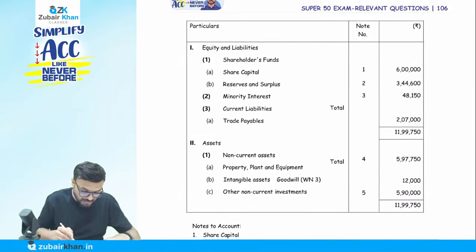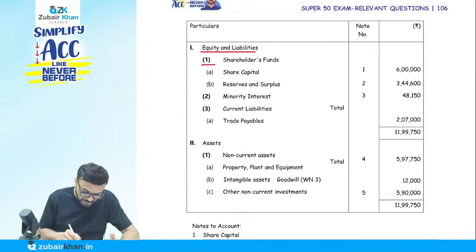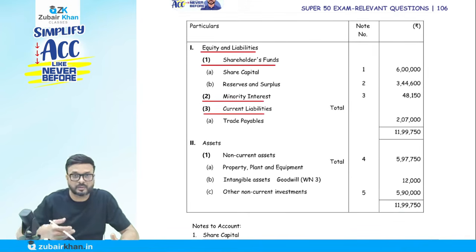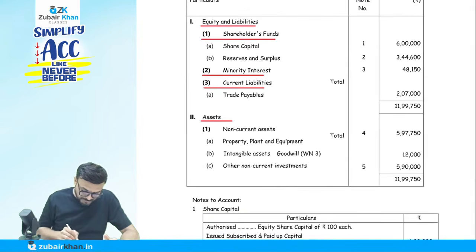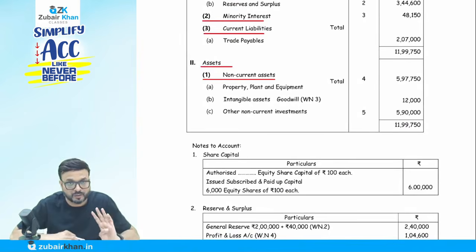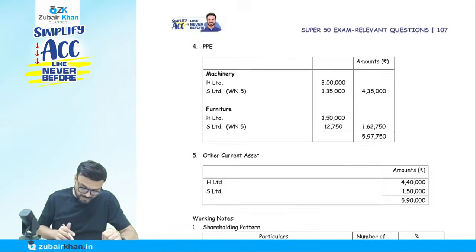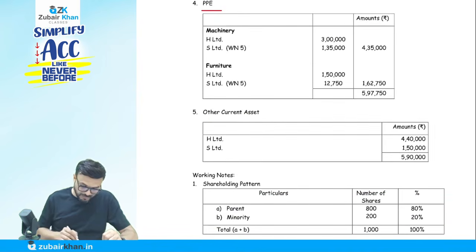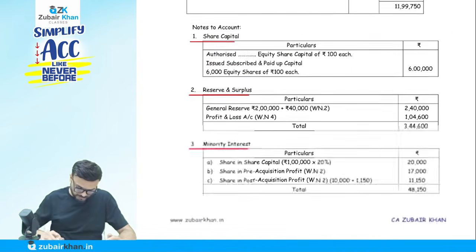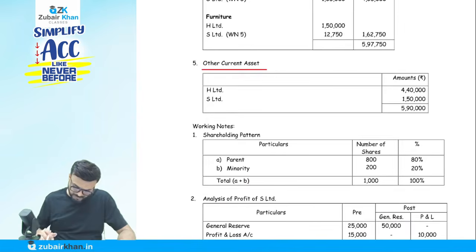Here we write down the equity and liabilities: shareholders' funds, then share capital, that is note number 1, then reserve and surplus, then minority interest, then current liability. There is no non-current liability here. Then assets: non-current assets. There is no current asset also here. Anyways, how many notes? 4: share capital, reserve and surplus, minority interest, and PPE. But they have made one more, other current asset as well. No problem. But why is other current asset not appearing in the sheet? Why is it not coming? 5,90,000.